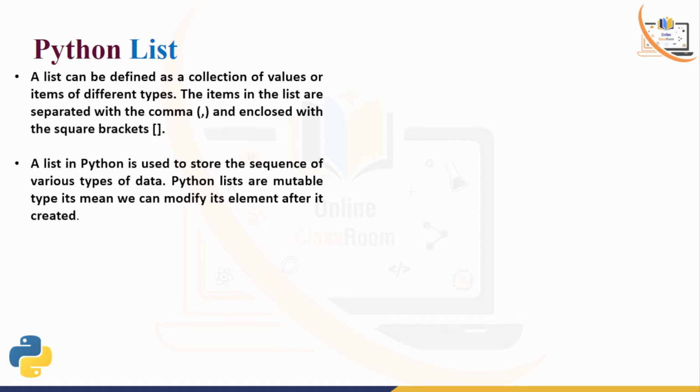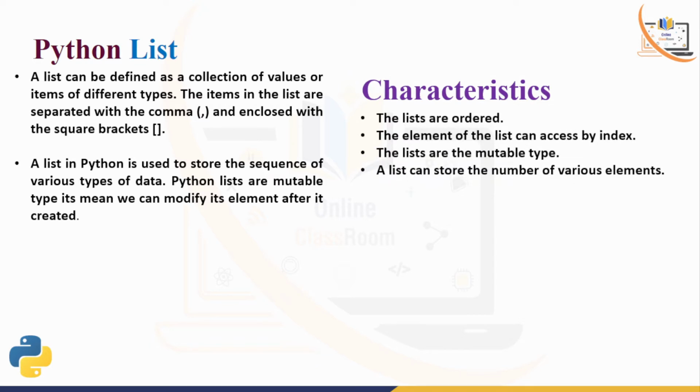The next thing is the characteristics, and that is very important to know. The first one, lists are ordered. It means the elements of the list can be accessed by the index. In my previous video we already discussed strings. So like strings, lists are ordered also, starting from 0 and going up to n, right?